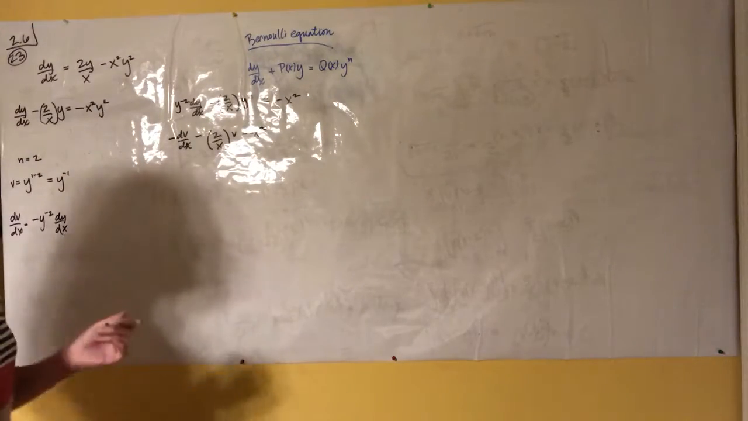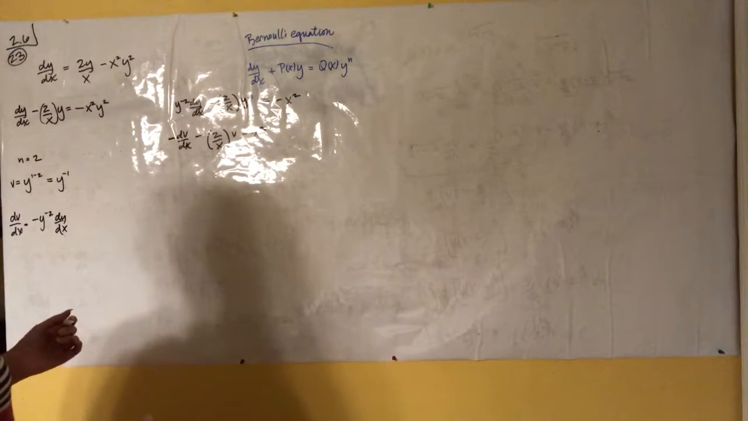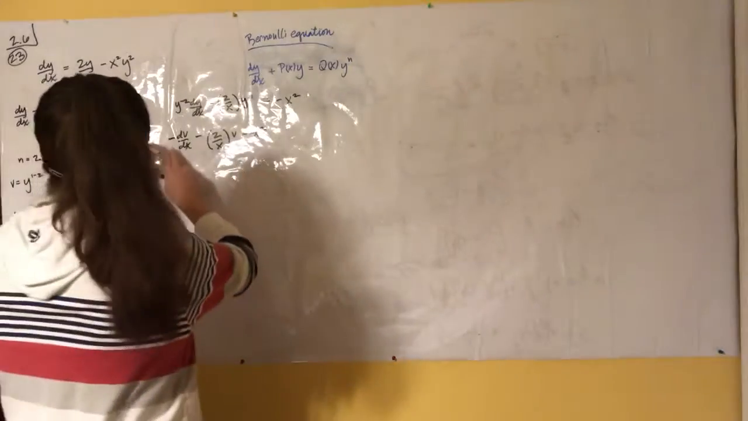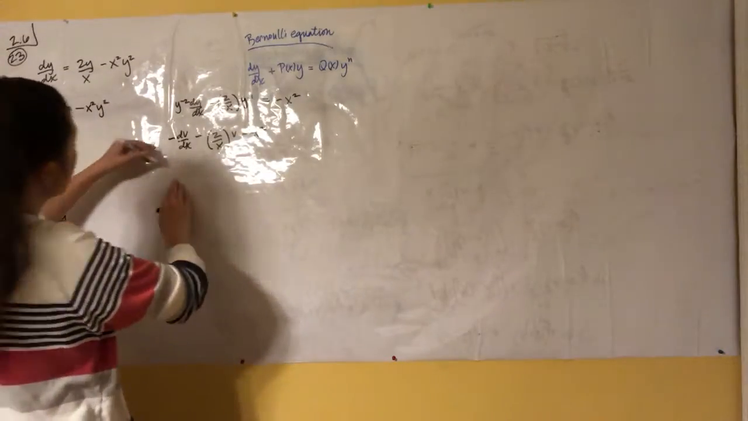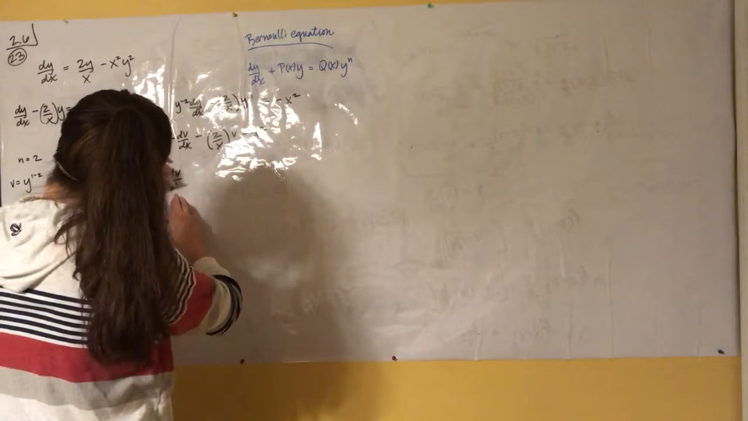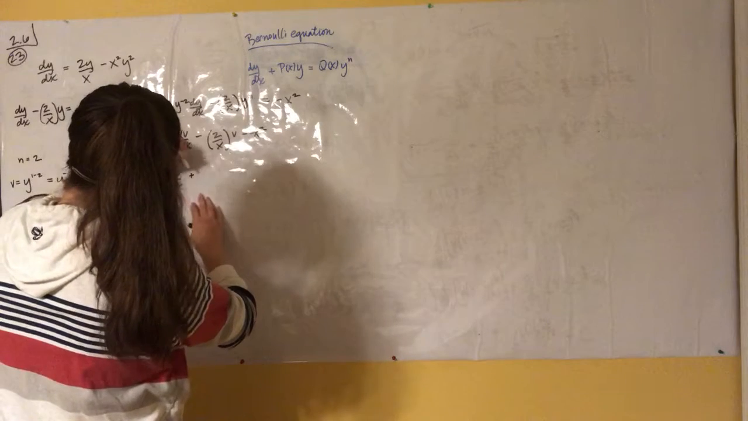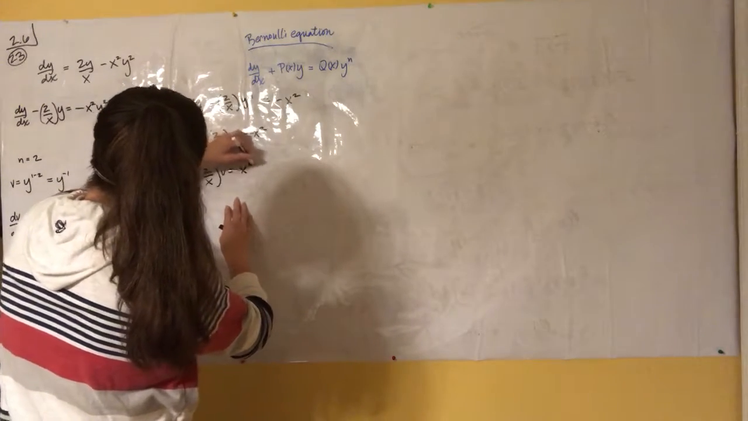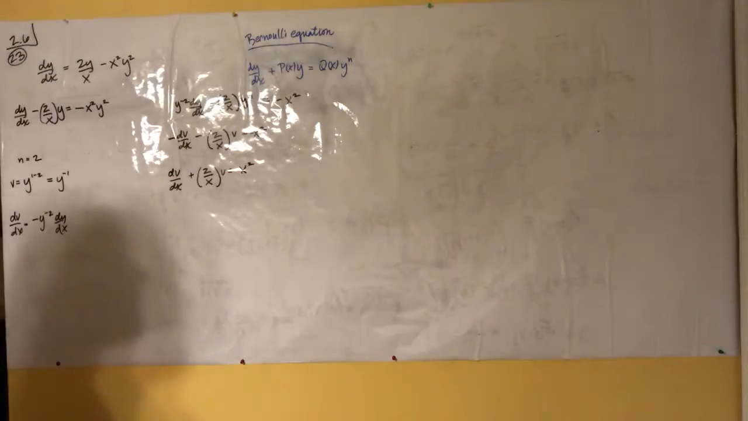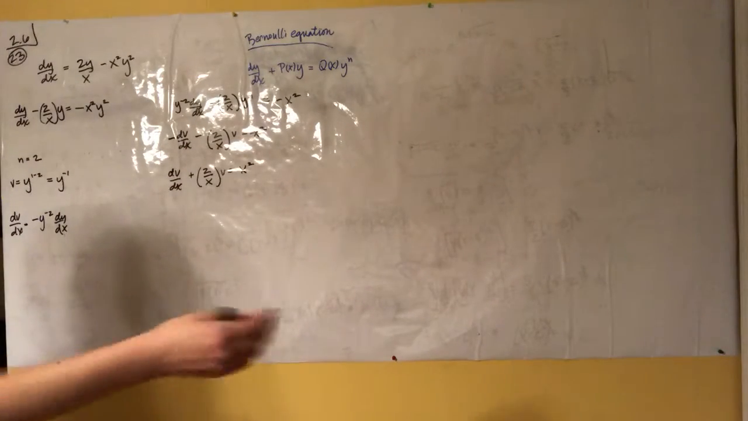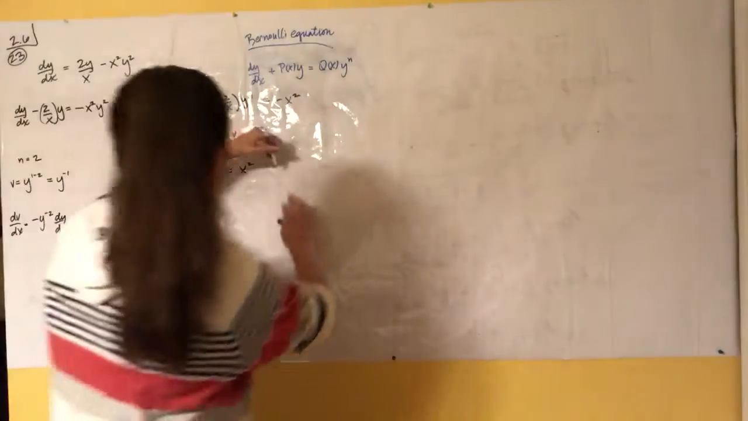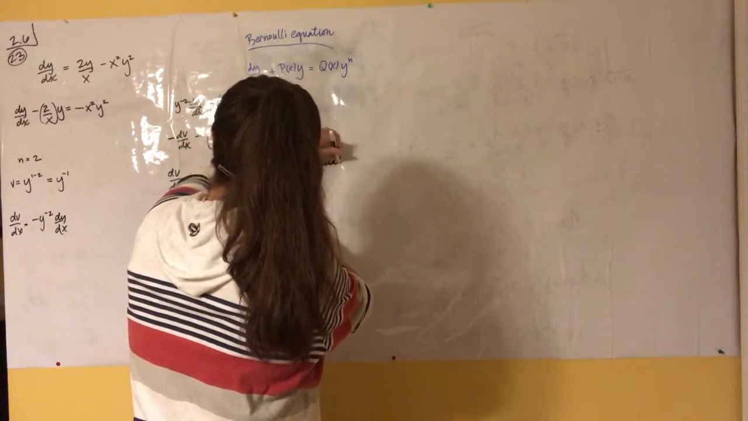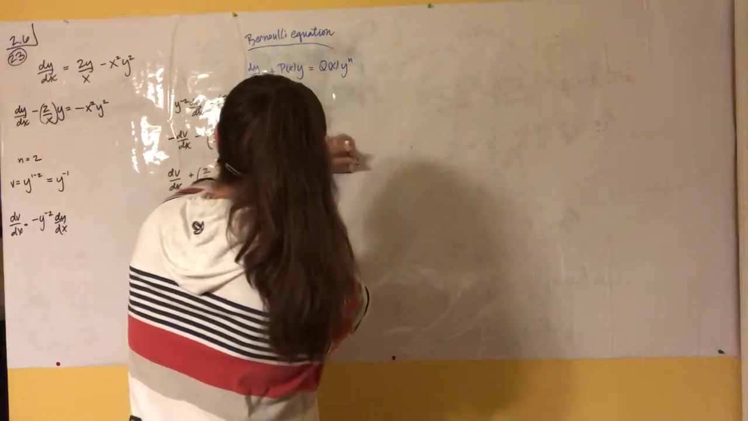So now it's almost a linear equation. All we gotta do now is multiply everything by negative 1, right? To get rid of this negative sign in front of dv/dx. Okay, nice. So now everything is positive, right? Now it's a linear equation.